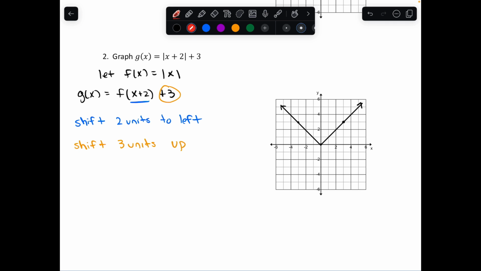So I'm going to take each of these points, move them 2 units to the left, and then 3 units up. So starting with the left one, we have 2 to the left, and then 3 up, that'll be right there. Then the origin, 2 units to the left, and then 3 up. And then finally our right point, 2 units to the left, and 3 units up. So now we can connect this and we have our graph.